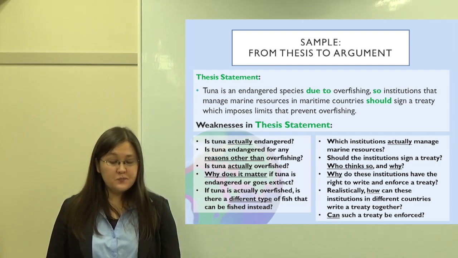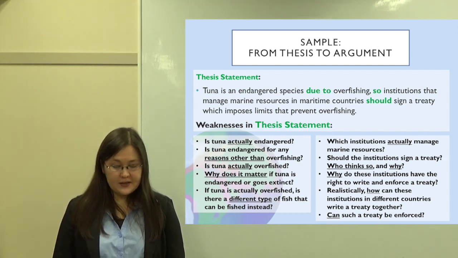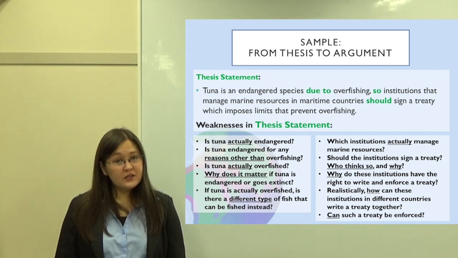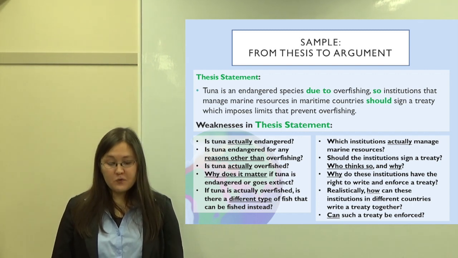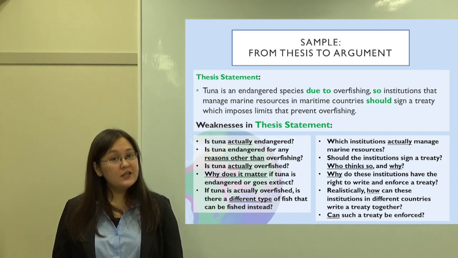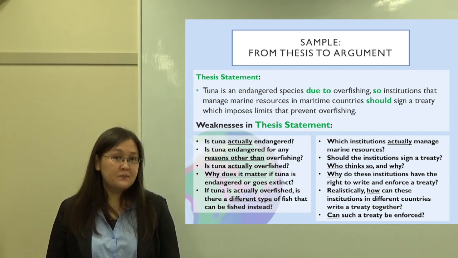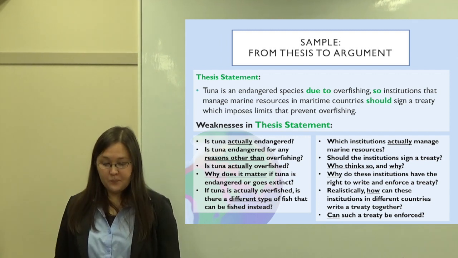Tuna is an endangered species due to overfishing. So, institutions that manage marine resources in maritime countries should sign a treaty which imposes limits that prevent overfishing. So this is a great thesis statement, but we need to think about any potential weaknesses, objections that readers might have. So we can see some examples here.